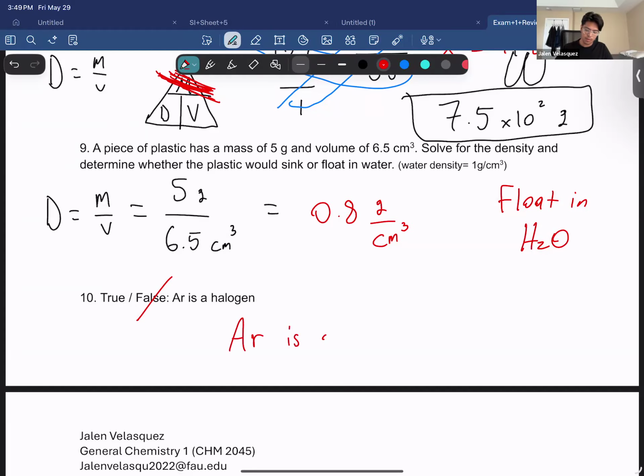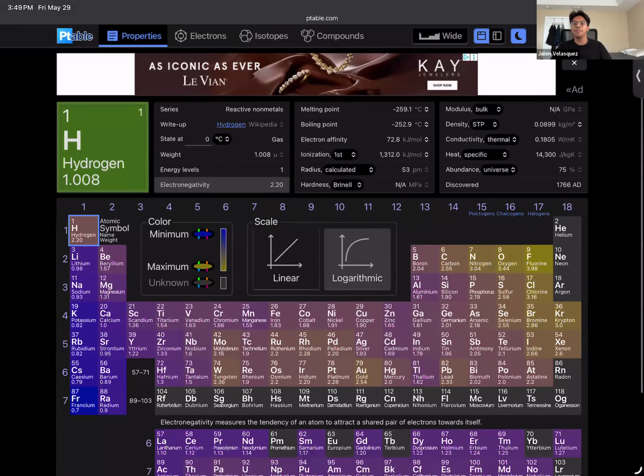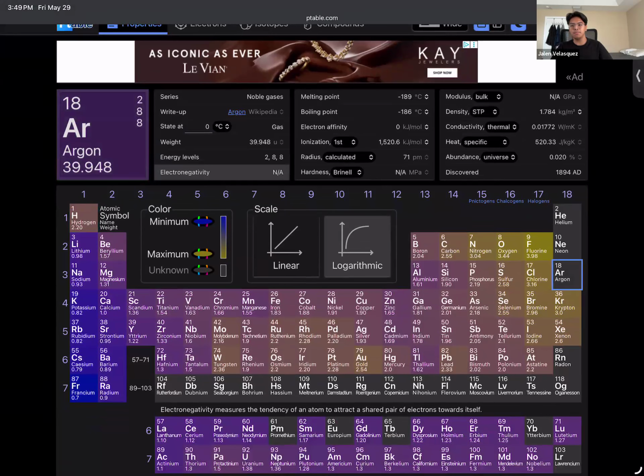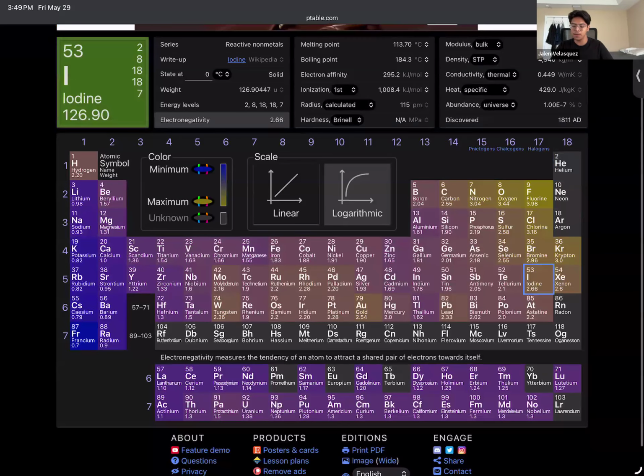Let's look at where argon is in the periodic table. Argon is over here, element number 18. All of these elements here in group 18, we call these noble gases. So argon is a noble gas. The question was asking if argon was a halogen. You need to know that, and it actually says it here, group 17: fluorine, chlorine, bromine, iodine, all these. Group 17 we call halogens. So argon is not a halogen, it is a noble gas.